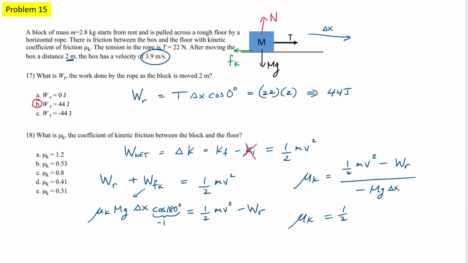So we substitute our numbers here. We get 2.8 for the mass. We get my final speed is 3.9 squared minus that 44. And now divided by minus 2.8. Again, little g is 9.8 and multiplied by that distance here, which is 2. All right, substitute the numbers in the calculator, and I got a coefficient of kinetic friction, which was equal to 0.41. So that corresponds to choice D.